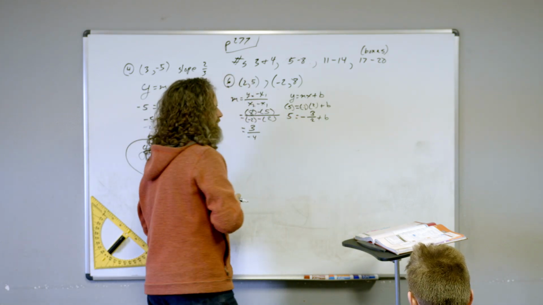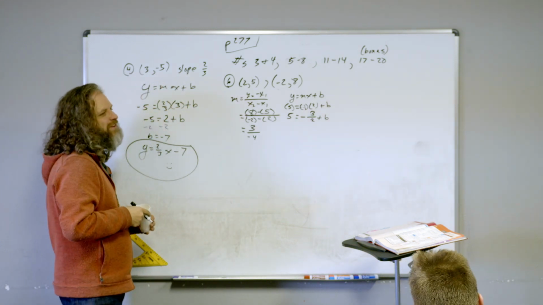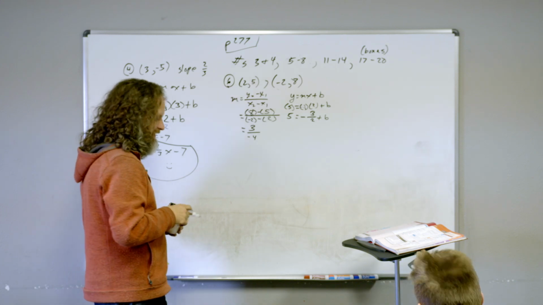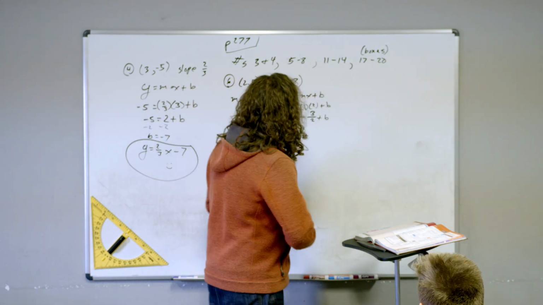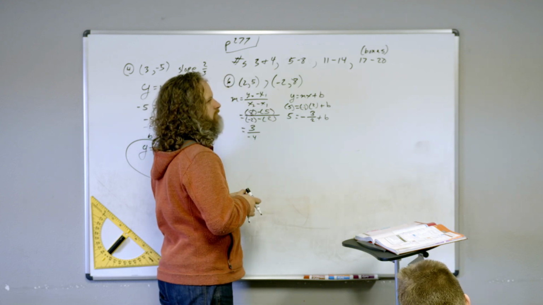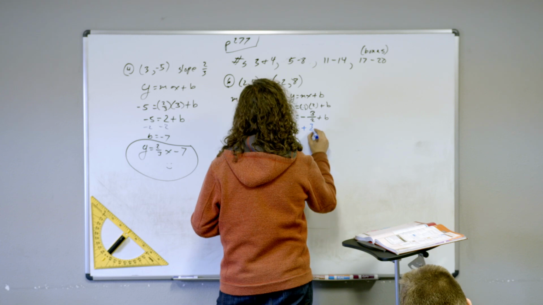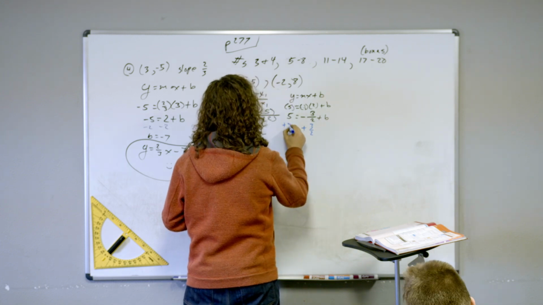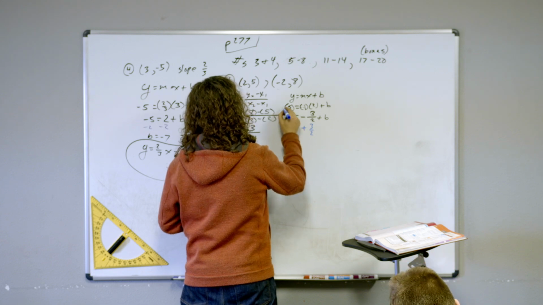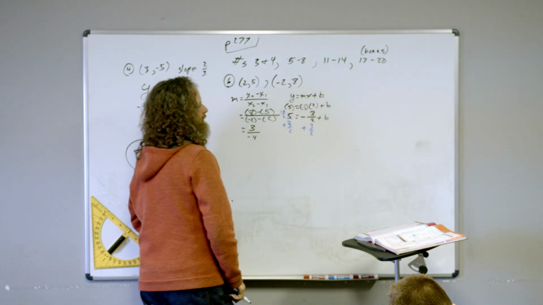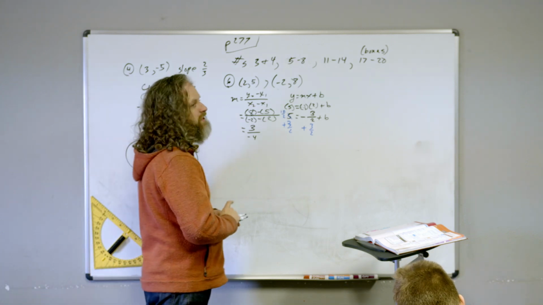Now what? Would you subtract the 3 halves? I don't think so. No, you would add. So we get 13 halves.